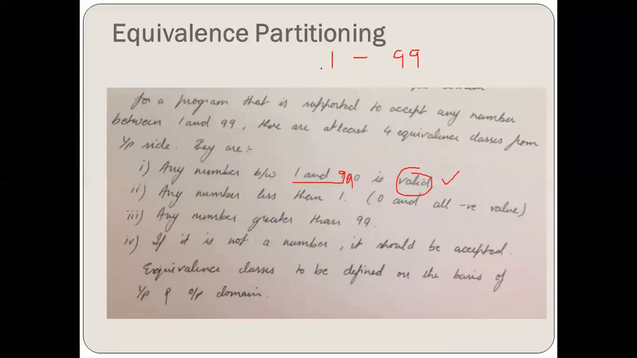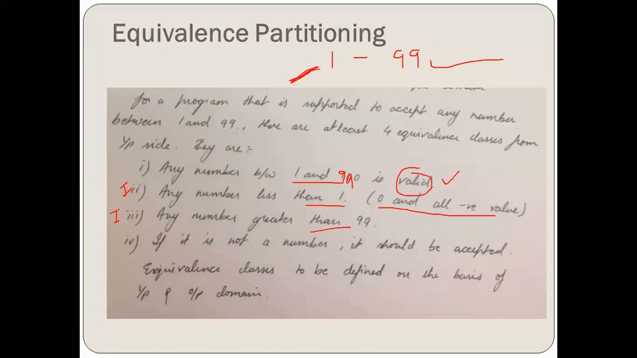I'm also going to check the invalid inputs, to see whether my system responds in the right way or not. So what is it going to be? All the values which are less than 1. That means 0 and all the negative values. This is an invalid class. Next one, any number greater than 99. Again, this is an invalid class.